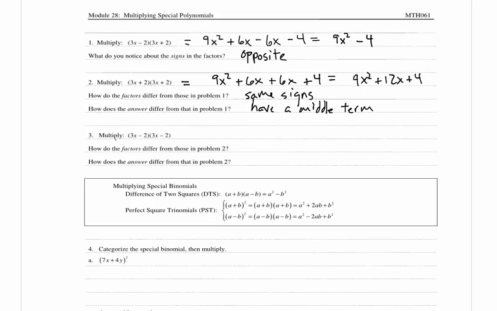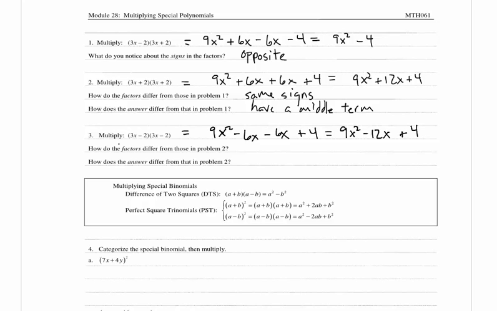In 3, we have multiply 3x minus 2 times 3x minus 2. So when we multiply our first terms together, we get 9x squared. And then our outer terms, 3x times negative 2, negative 6x. The inner terms, negative 2 times 3x is negative 6x. And we have negative 2 times negative 2 is positive 4. And when we combine our like terms, we get 9x squared minus 12x plus 4.